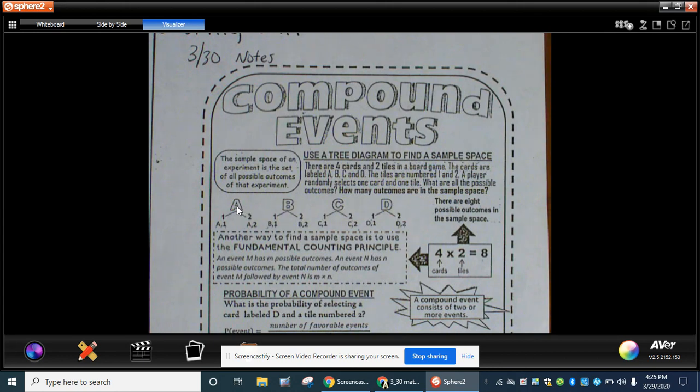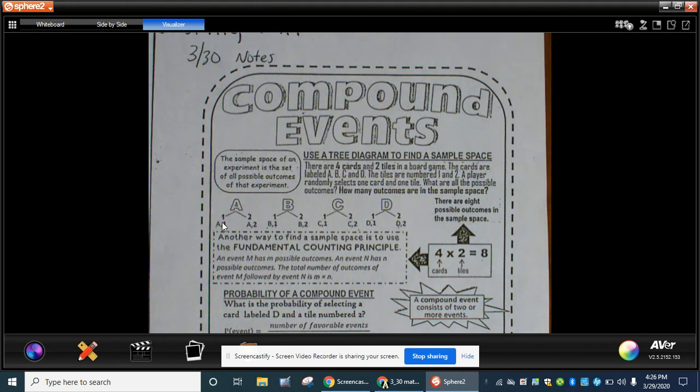Let's look right here. Here is our set of possible outcomes. This is our tree diagram. This is our sample space. I have 4 cards: card A, card B, card C, and card D. Underneath every card, you will see tile 1 and tile 2. It is listed this way because for every card that I can choose, I can also choose a particular tile. So if you look underneath here, we have card A with tile 1, card A with tile 2, and so on and so forth. How many outcomes are in this sample space?